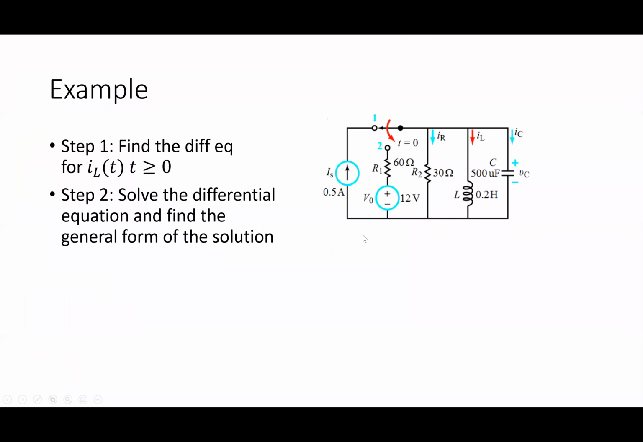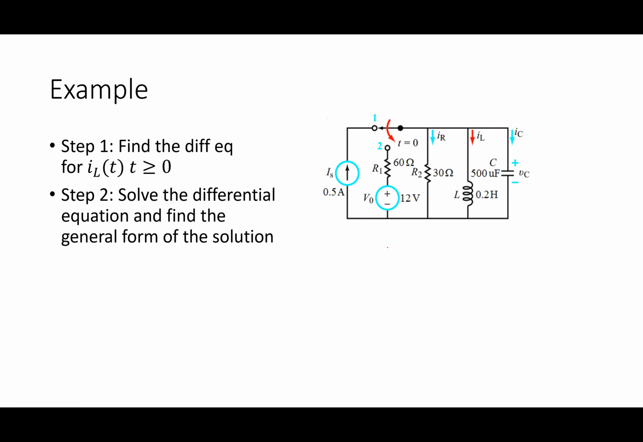Okay. All right. So what I want to do is get the differential equation for t greater than or equal to 0. When I'm looking at t greater than or equal to 0, what do I have to do with that switch? Move it to position 2. Yeah, it goes to the 2 position, right?